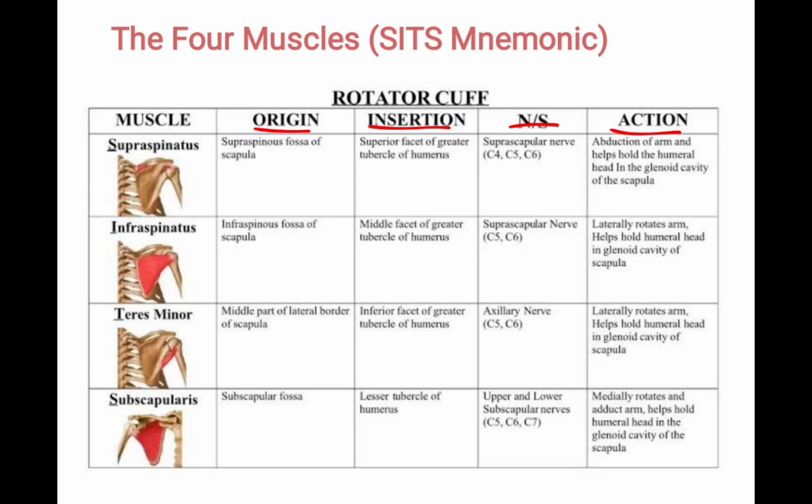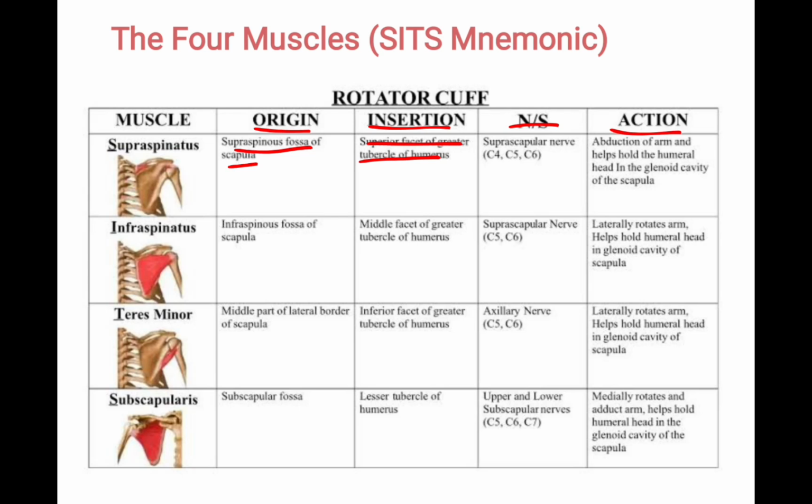Supraspinatus originates from the supraspinous fossa. It inserts into the superior facet of the greater tubercle of the humerus, and nerve supply is by the suprascapular nerve with root values C4, C5, C6. The major action of the supraspinatus muscle is that it is responsible for abduction of the arm, and it helps to hold the humeral head in the glenoid cavity of the scapula, which is also the general function of the rotator cuff muscles.